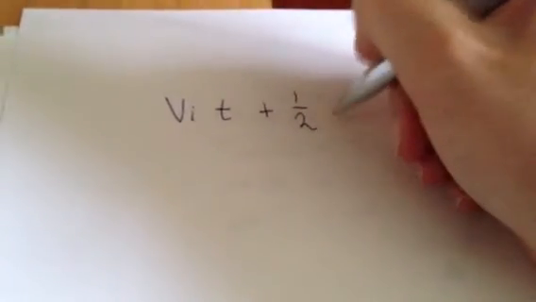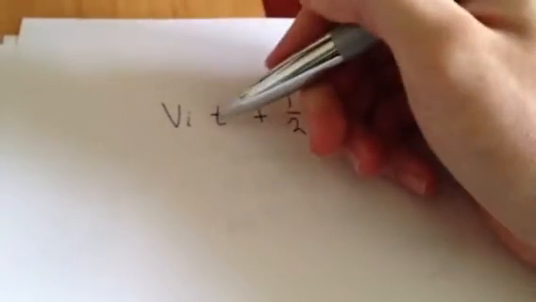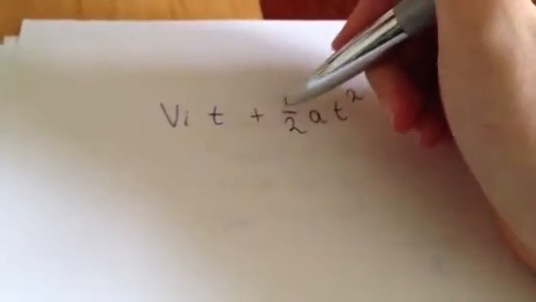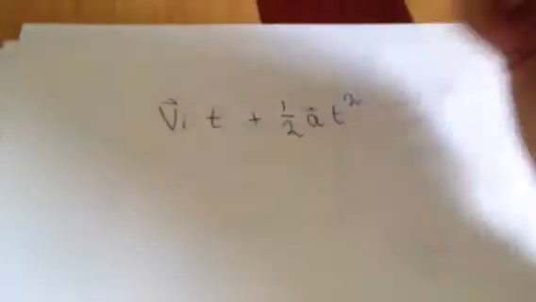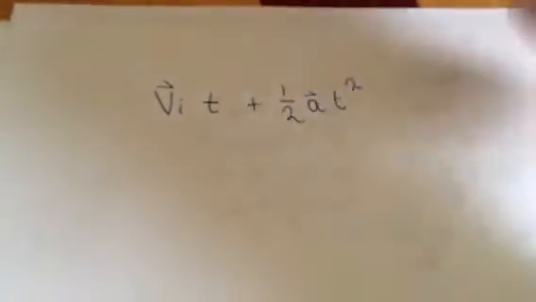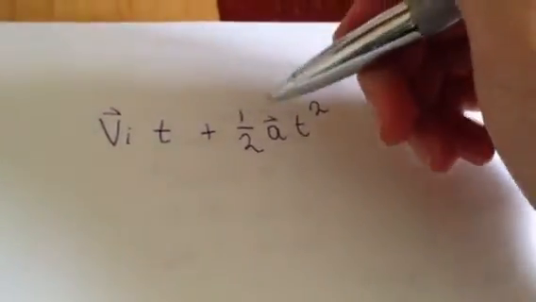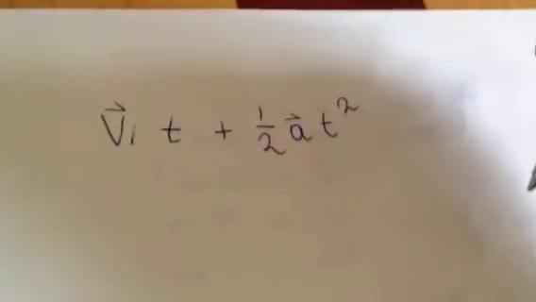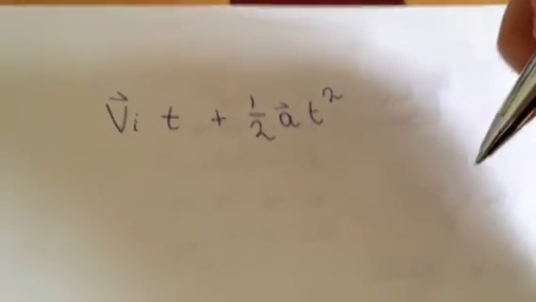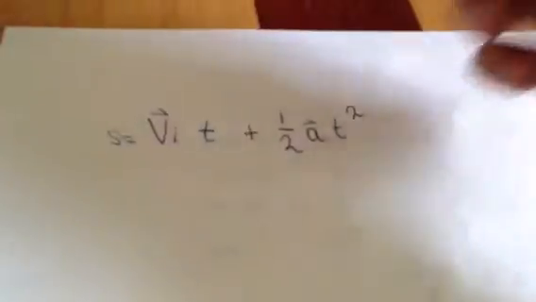But essentially, it is the initial velocity and time plus half of the acceleration, and we just put these arrows above it because they're vector quantities. It's just a neat little thing that we do in physics as housekeeping. So, as I said, half the acceleration and then time squared. So that's our formula.